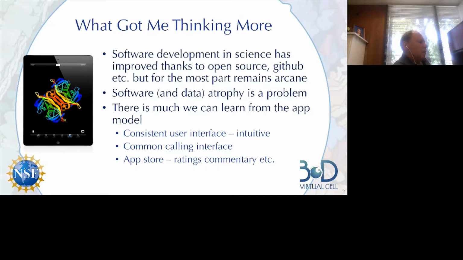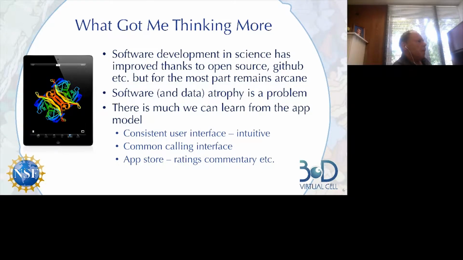Consistent user interfaces, common calling interfaces, and ratings and commentary, and a store of where to get some of this content and some of this software and associated data that goes with it, and ultimately taking that and putting it all together into a modeling environment. So these were sort of drivers that got me thinking about doing something in this space.